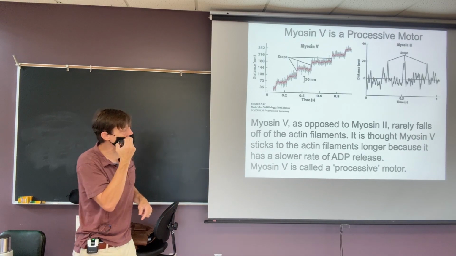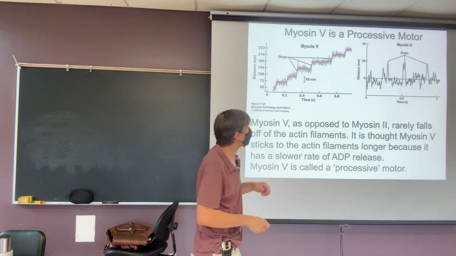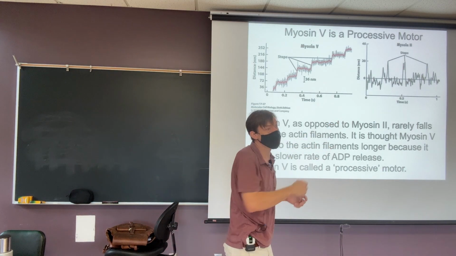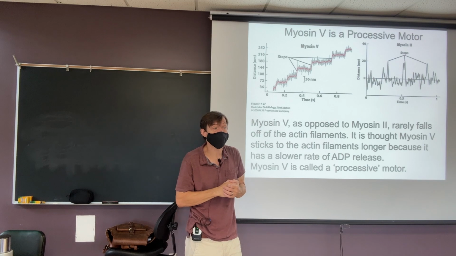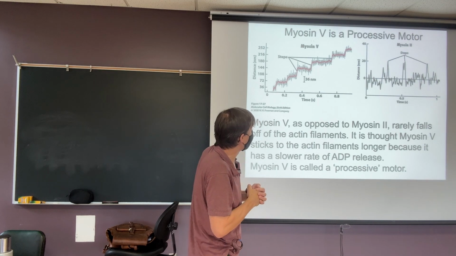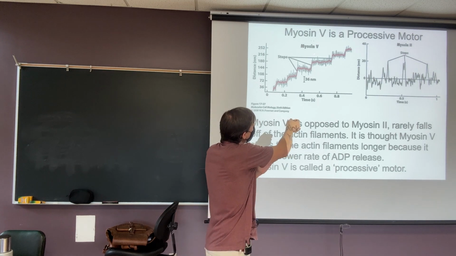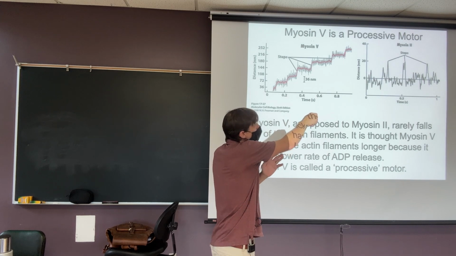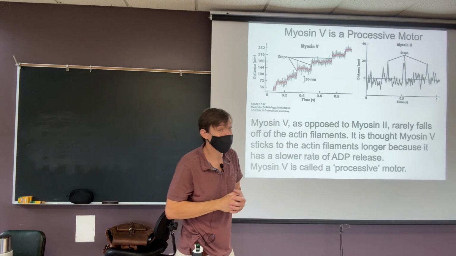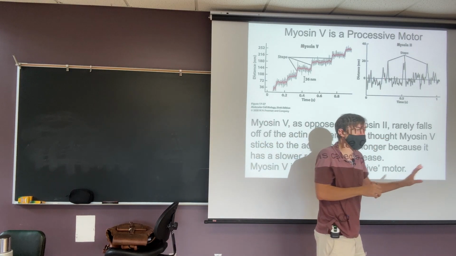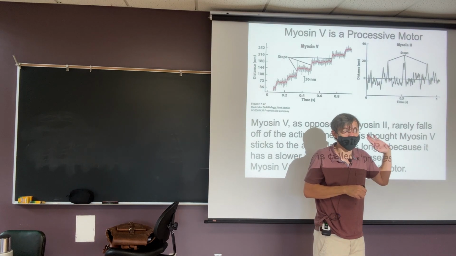And then the second thing is that the behavior of the beads and the traps are really different. Myosin 5 sticks to these filaments and it keeps moving things along. Myosin 2 just takes a quick little step and then it releases things.